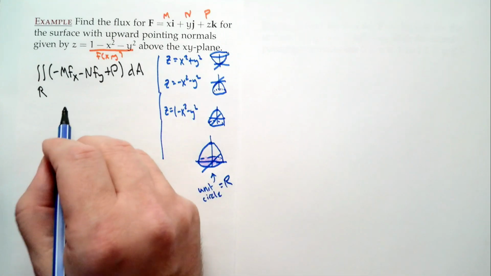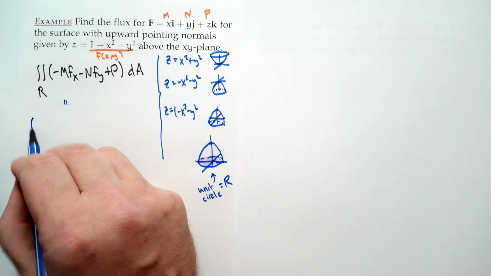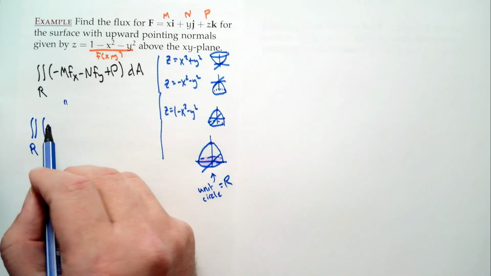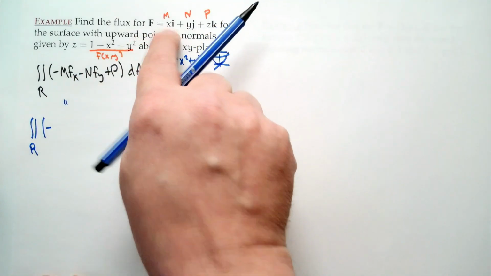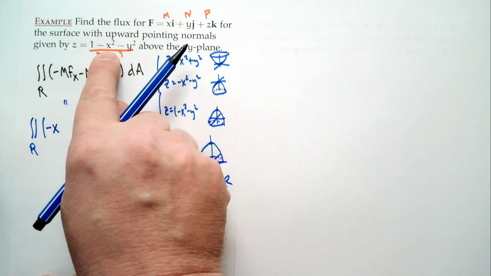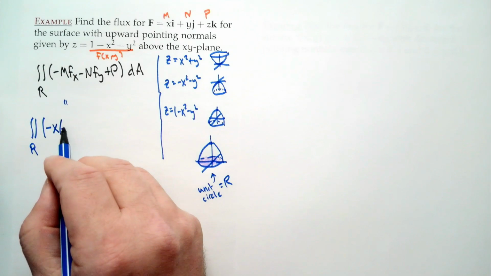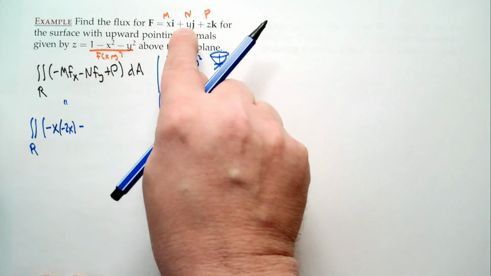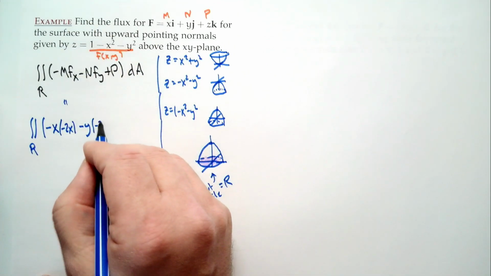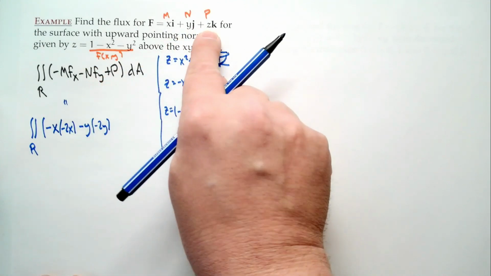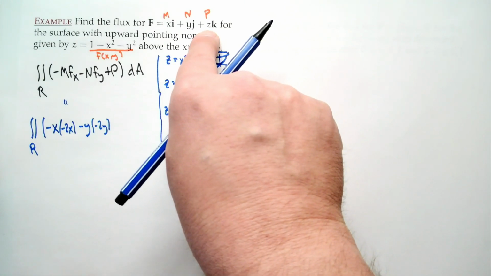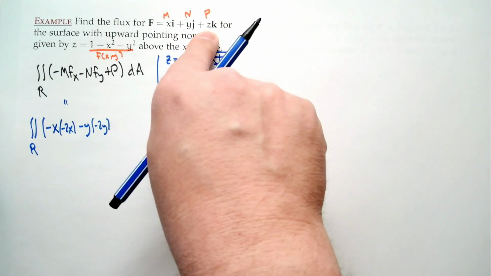So now we can put this all together. This says integrate over your region R of the following. So I'm just going to go along and put in what we need. Minus m, which is minus x, times f sub x. What is f sub x? Negative 2x. Minus n, which is y, times f sub y, which is negative 2y, plus p. Now what is p? You're probably saying, Steve, you're pointing to it. It's z. Why do you make it sound like it's a complicated answer?